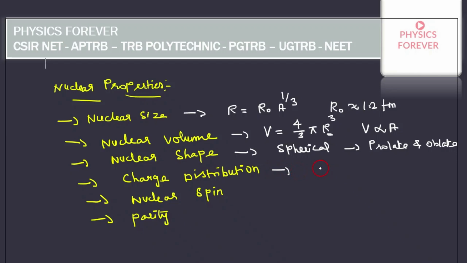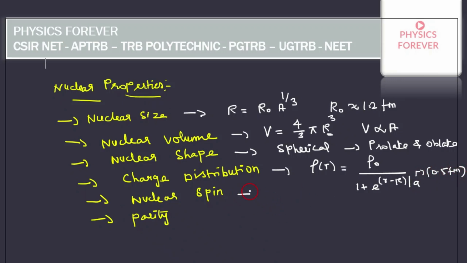So then charge distribution is most important. That should be a positive charge for proton. Then the formula for charge distribution: rho of R is equal to rho naught by 1 plus e power (R minus R naught) by A, where A is the skin thickness. It should be approximately 0.5 Fm.